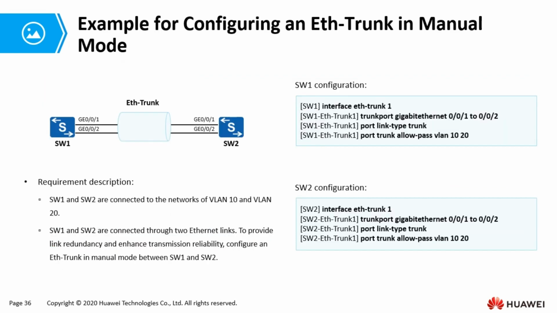Okay, this one is the example. You just draw two switches, switch 1 and switch 2. You can draw this in the eNSP tool, and then try to do the configurations on switch 1 and switch 2. This one is a manual mode.